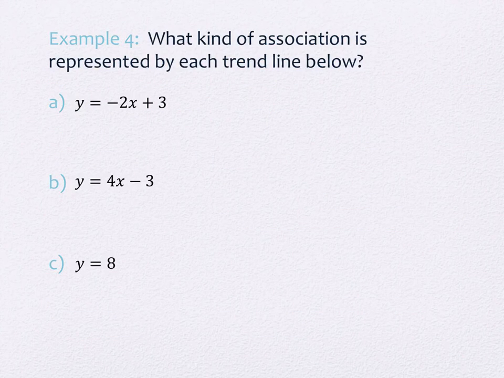these are 3 trend lines, and we're asked to find the association. In particular, is it positive or is it negative? What we're really talking about is the slope. What is the slope doing on part A? It's a negative slope, so it's going downhill, right? The negative slope means it's a negative association.